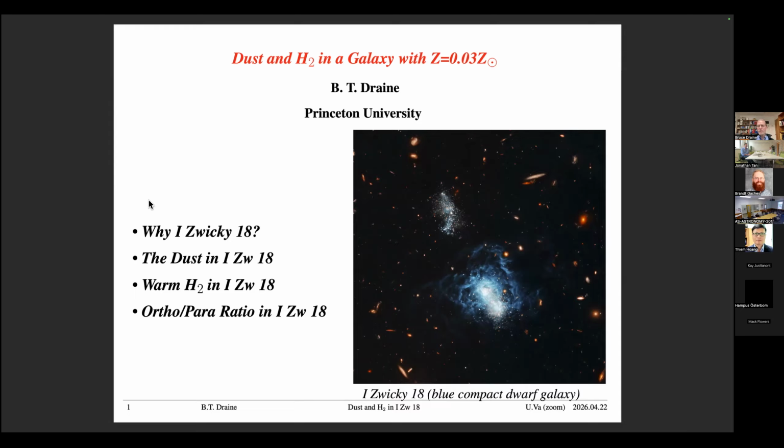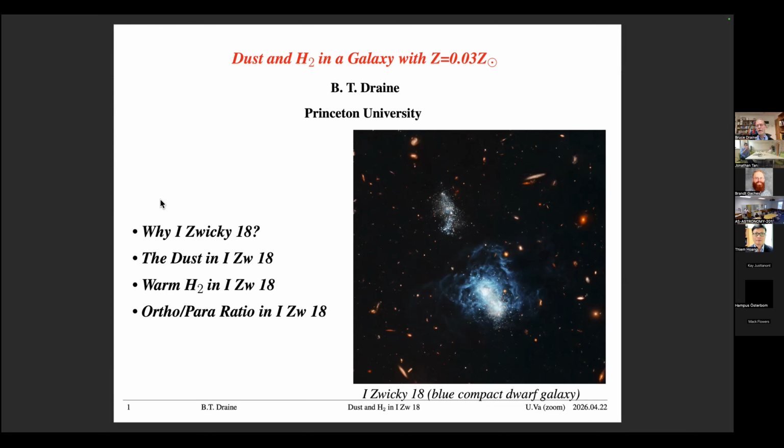Okay, so why I Zwicky 18? Well, obviously, we'd like to understand the first generation of star formation, the early stages of the evolution of interstellar media in galaxies long ago, far away. And we're beginning to be able to do amazing things with JWST and ALMA and so on. But still, if we want high spatial resolution, it'd be nice if there were something that was an analog of a very young system in the early universe, more nearby that we could study.